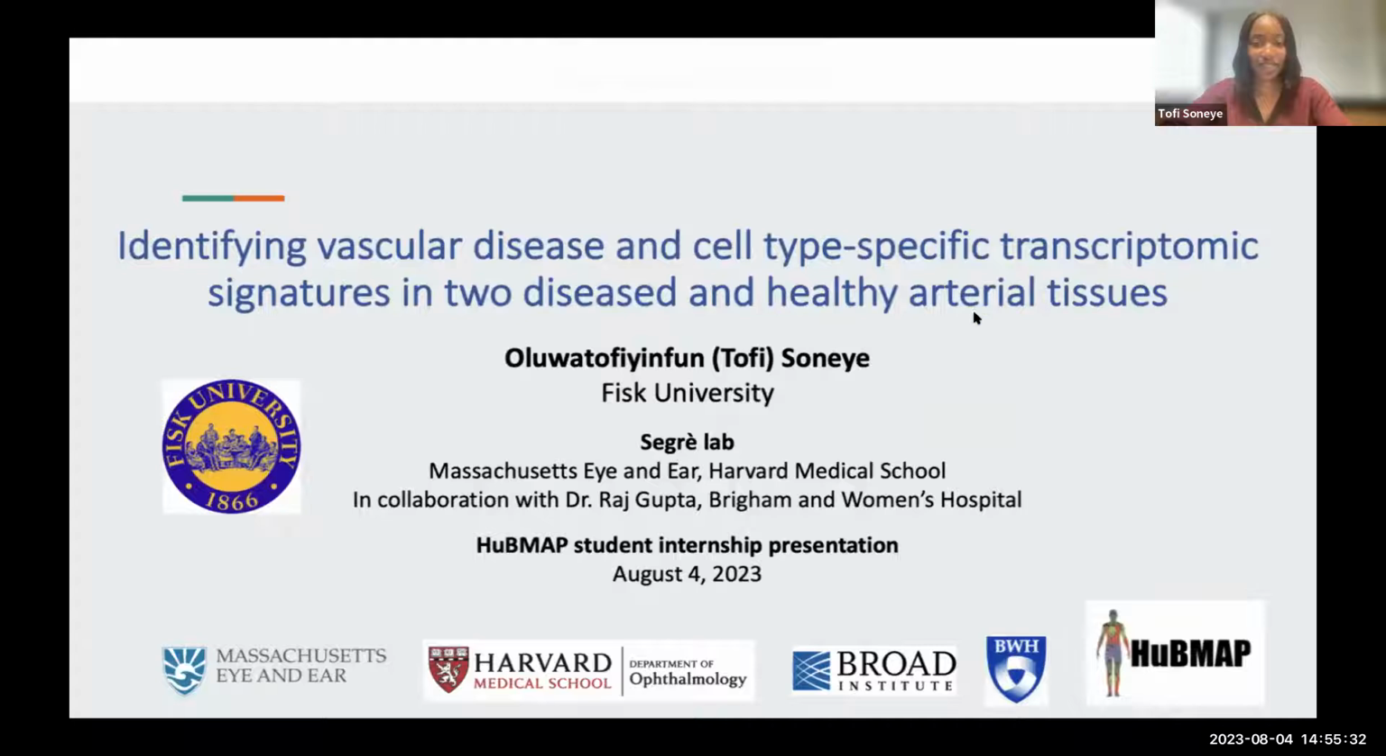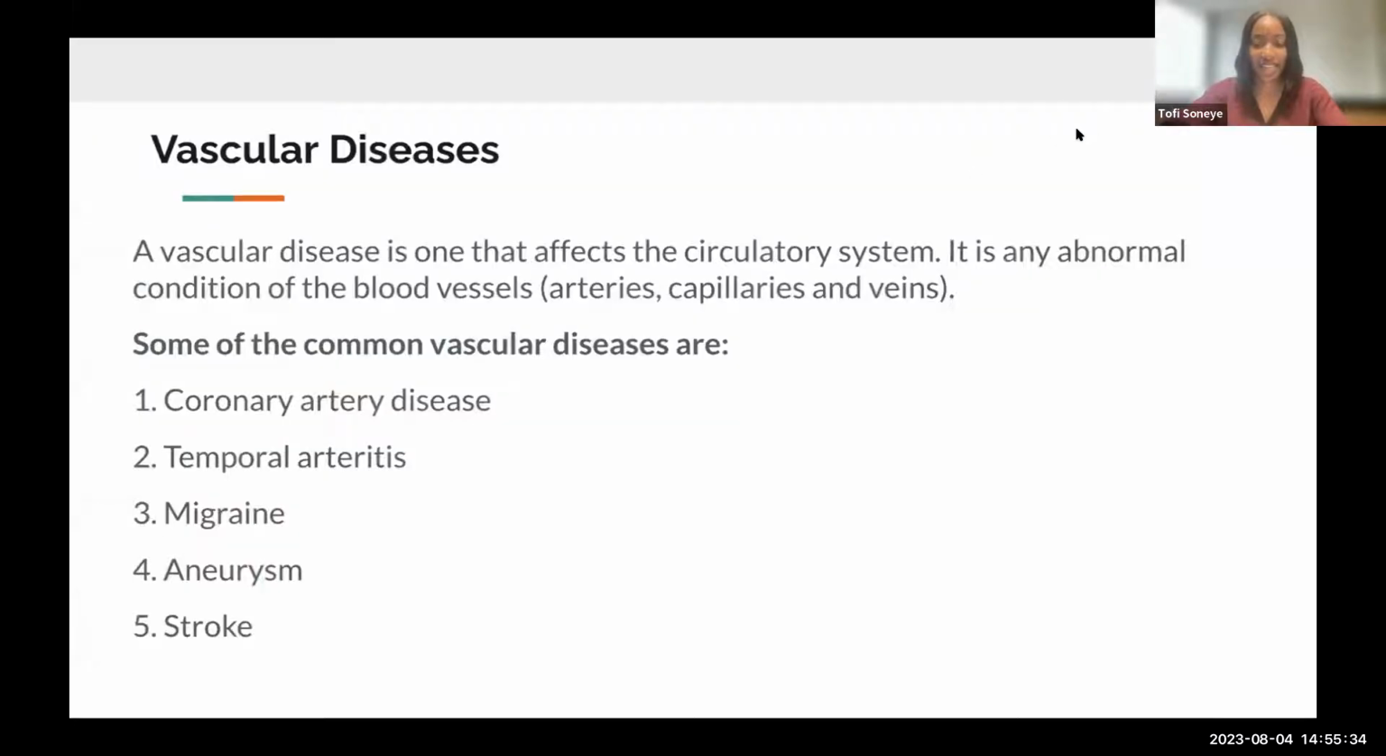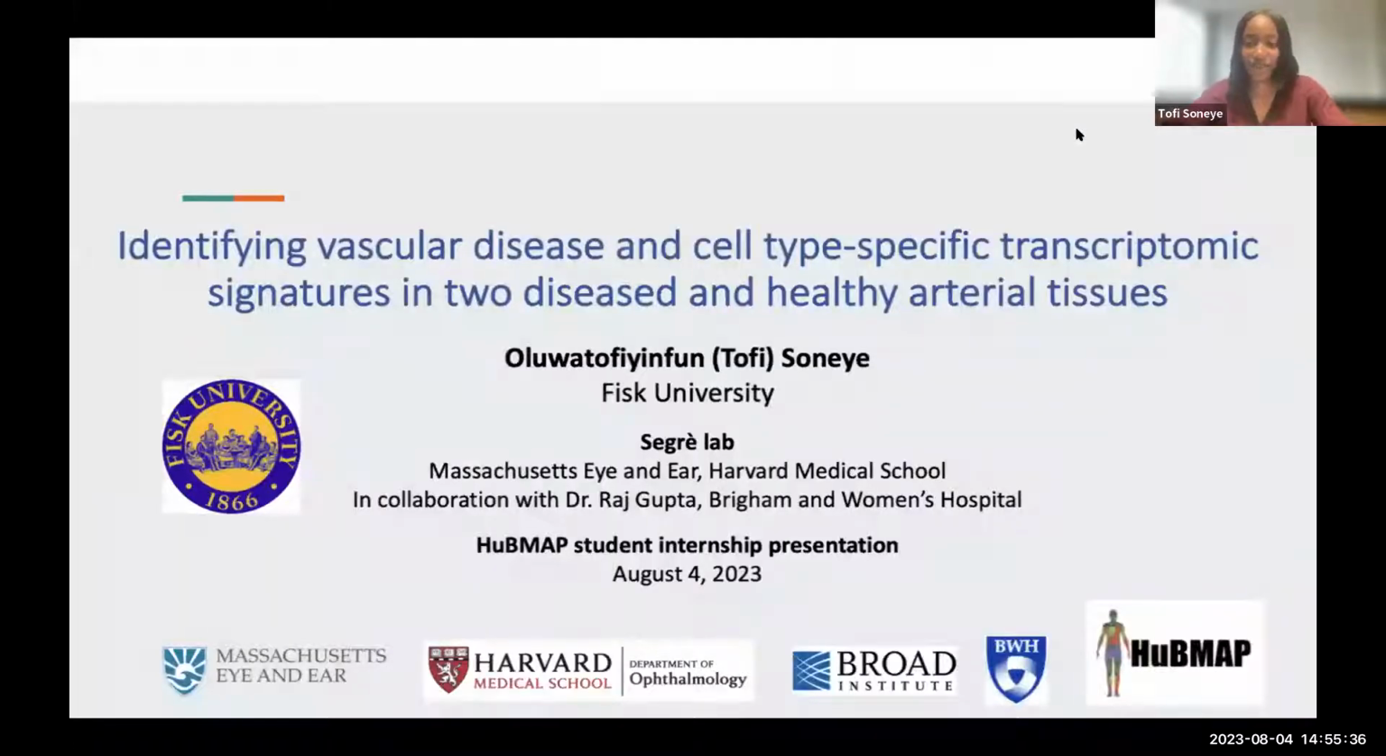I am Tofi. My name is Tofi Soneye, and I am a rising sophomore at Fisk University. I am a double major in biochemistry and data science, and I have been very interested in bioinformatics right from when I knew that I could intersect the knowledge from biology with computer science.